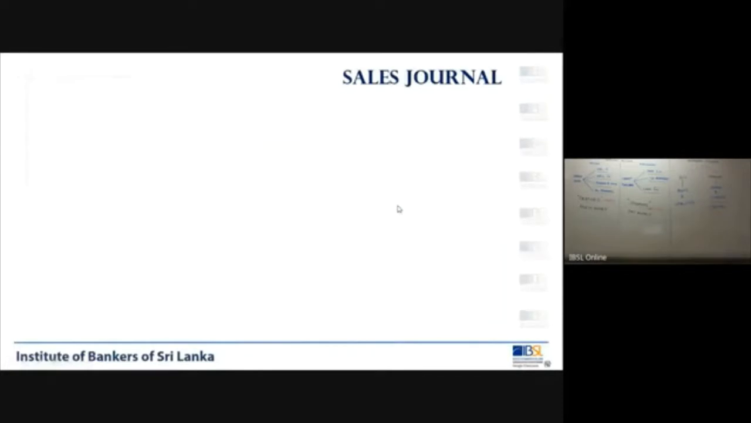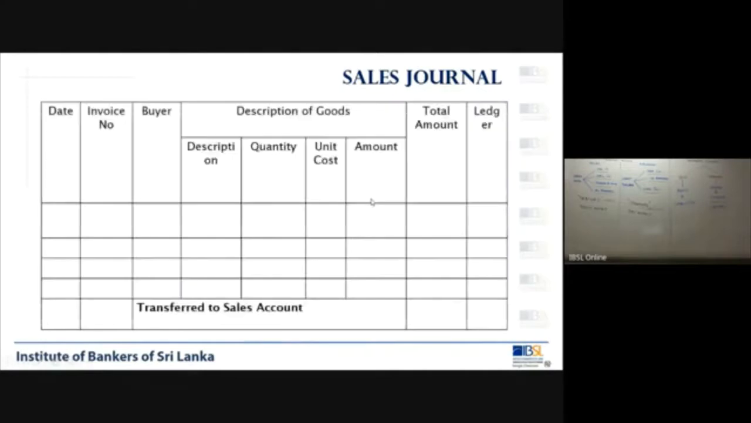So now let's look at the sales journal, right? This is how the sales journal or the sales day book will look like. Now, what is the information that I need to fill in? This is like a page. Like you will have several pages. In that, you are going to record.